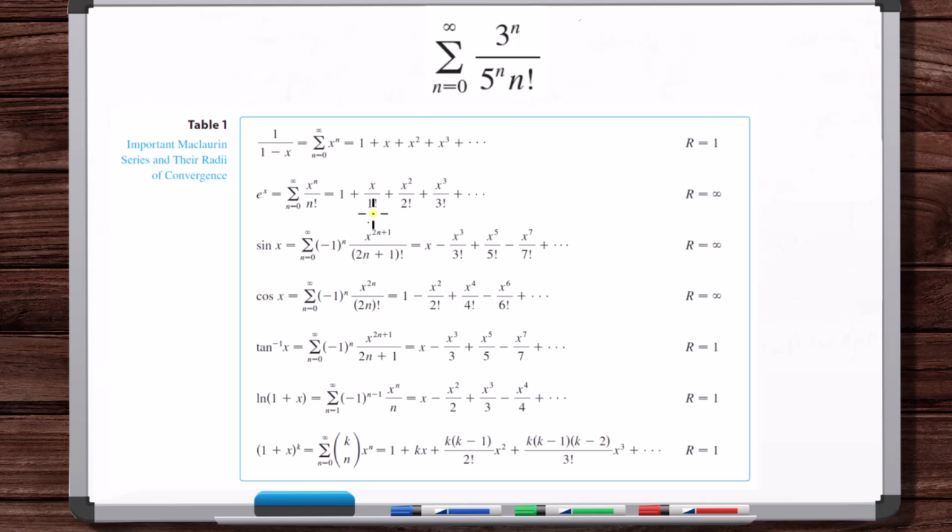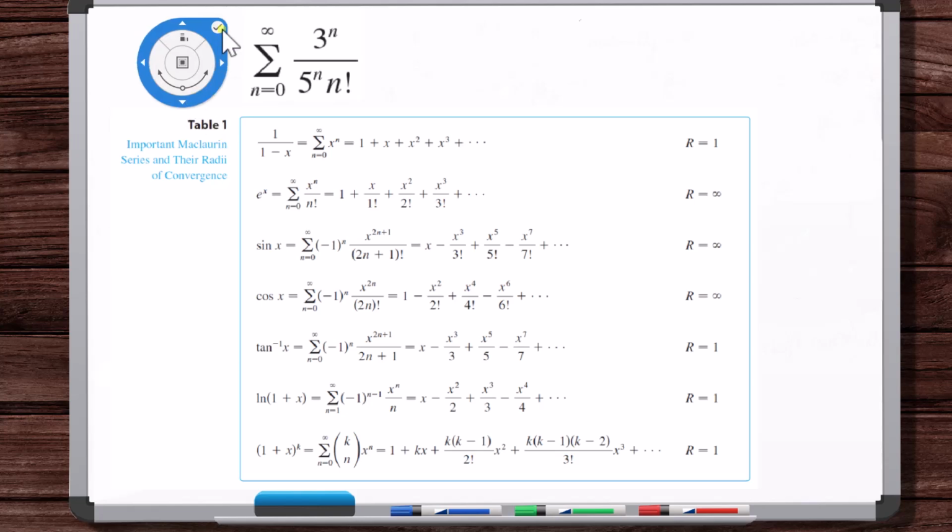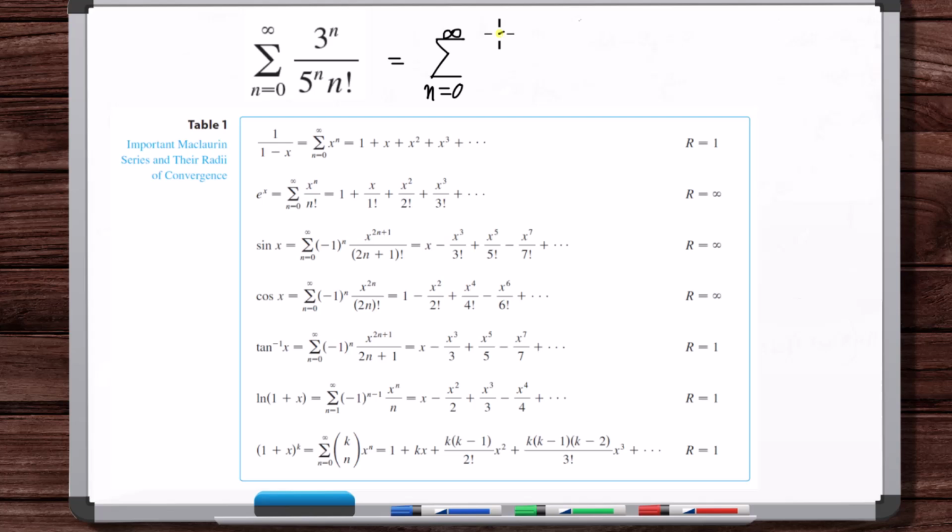Okay, we've got an n factorial in the denominator. Here's n factorial, and we can write the 3 to the n over 5 to the n as 3/5 to the n. So we can see that this is e to the 3/5.